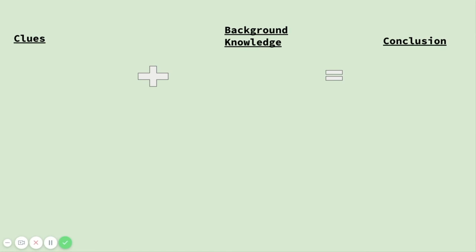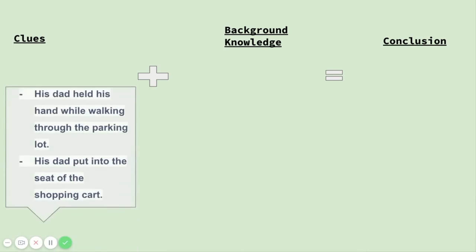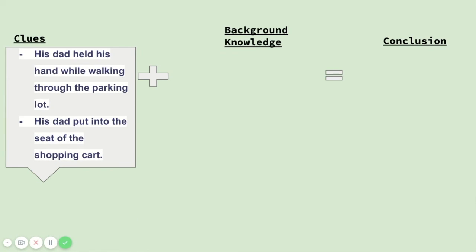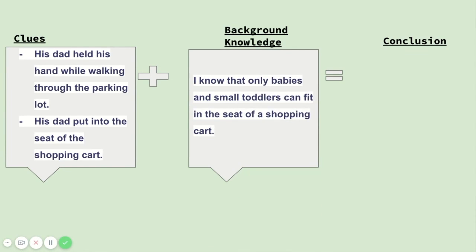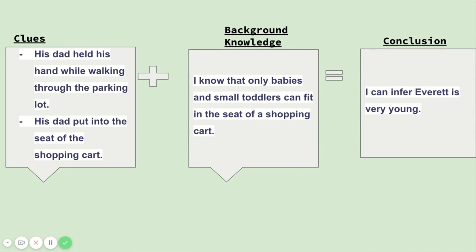All right, here I have my graphic organizer ready. So when I think about the clues, the text tells us that his dad held his hand while walking through the parking lot, and then his dad put him into the seat of the shopping cart. Now, when I think about that seat, I know that only babies and small toddlers can fit in the seat of the shopping cart. So I can infer that Everett is very young.